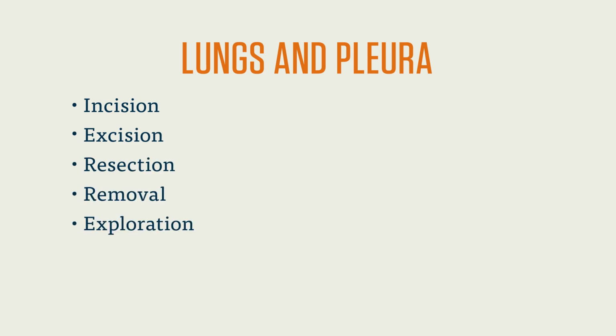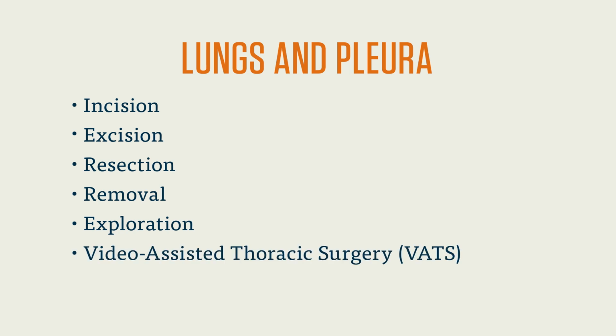Under lung and pleura, you'll find codes for incision, excision, resection, removal, and exploration of the lung and pleura. You'll also find codes for video-assisted thoracic surgery, VATS, procedures. You'll also find codes for transplantation. These, like other transplantation or graft codes, have guidelines for coding where the donor lung came from. That is, the lung coming from a cadaver or a live donor?